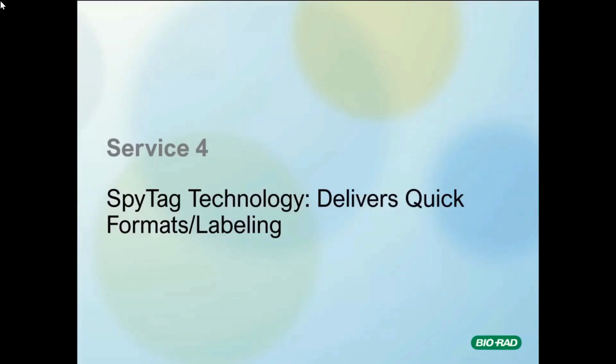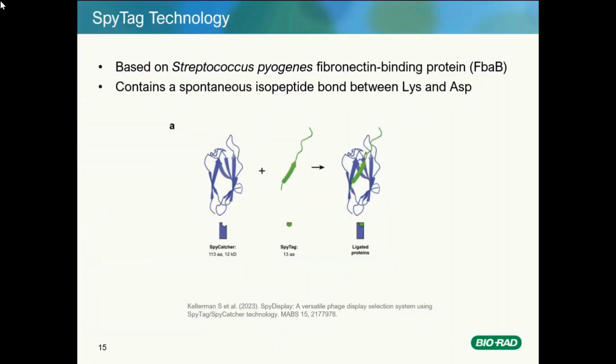Our SpyTag technology service delivers quick formats and labeling options. The basis for SpyTag technology is the formation of a spontaneous isopeptide bond between a lysine and an aspartic acid residue in a domain of the fibronectin binding protein of Streptococcus pyogenes, the organism where it gets its name.